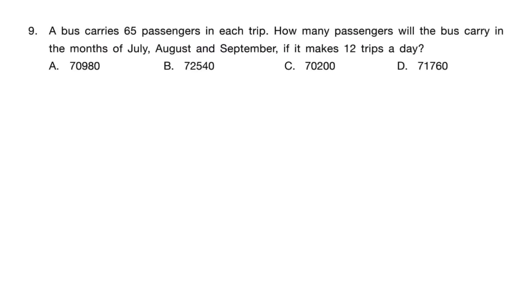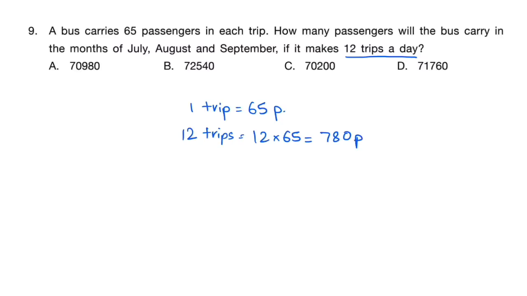Question 9. A bus carries 65 passengers in each trip. How many passengers will the bus carry in the months of July, August and September if it makes 12 trips a day? The bus carries 65 passengers in one trip. So one trip is equal to 65 passengers. It makes 12 trips a day. So 12 trips is equal to 12 into 65, that is 780 passengers.